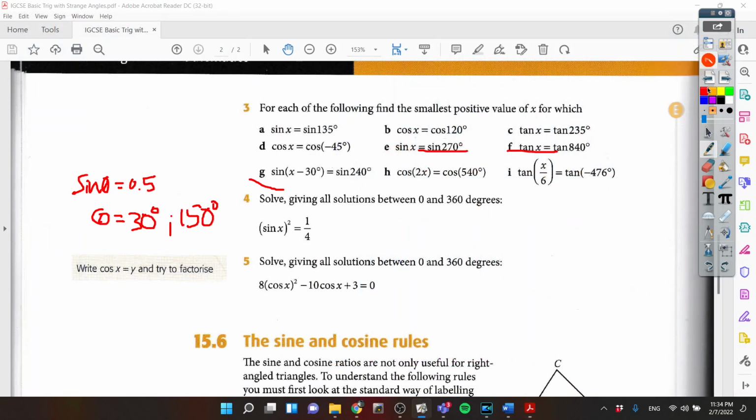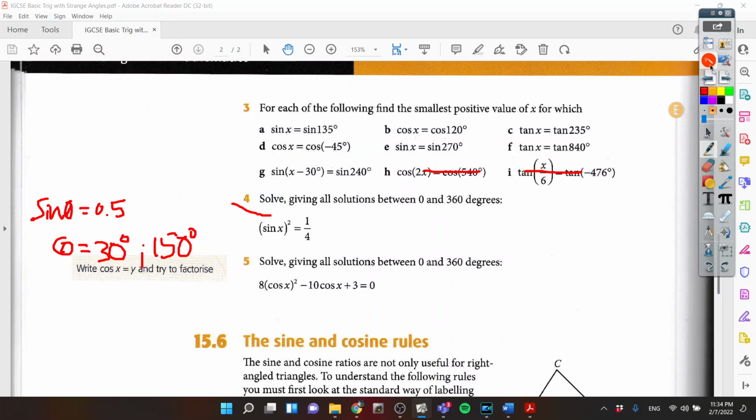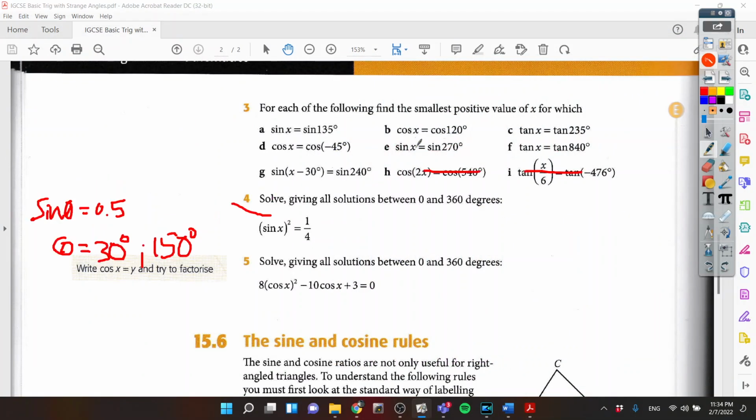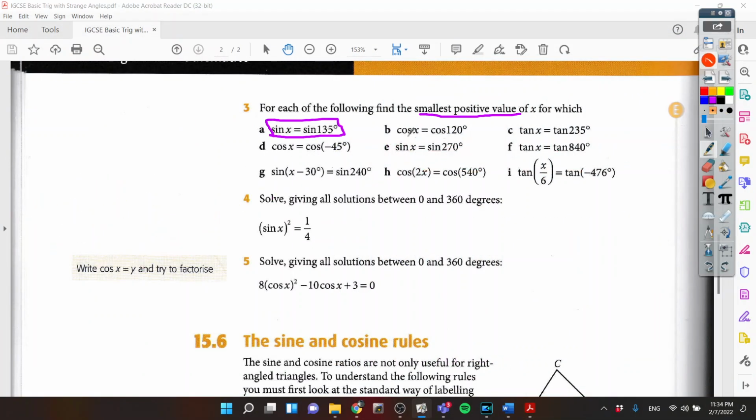what was it? Sine of 135 is equal to the sine of some other value. So I'm just going to say sine of 135, I was using purple. Sine of 135 is here. And if I follow that across, it's also here. So the smallest angle is 45. So really, these ones are very similar to the last ones. So this would just be 45 degrees.